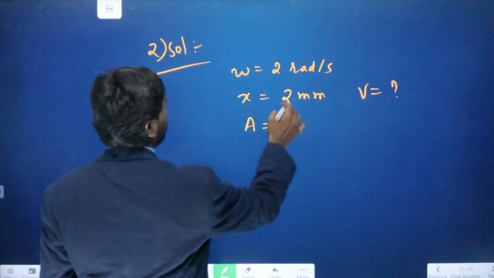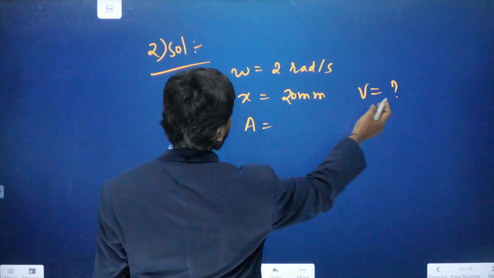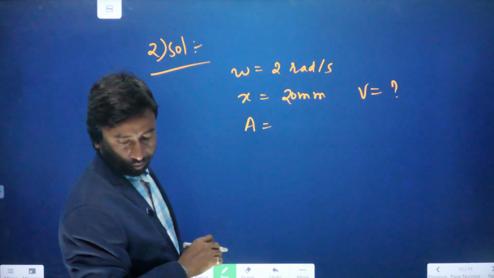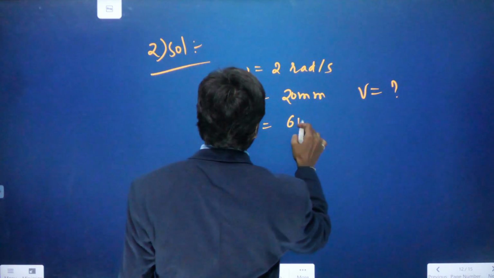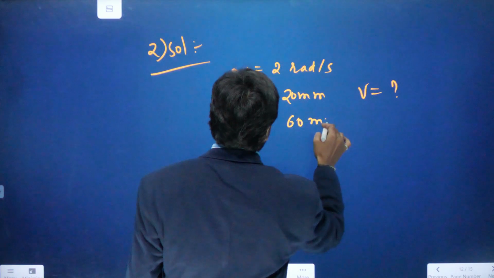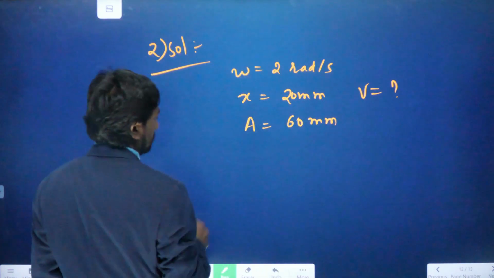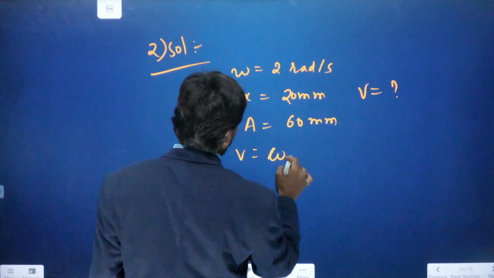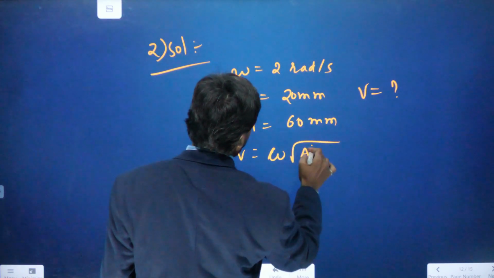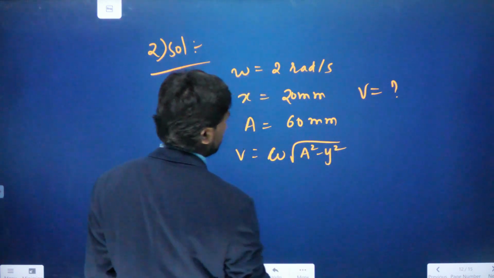Given: y is equal to 20 millimeters. What is the velocity if the amplitude of the motion of the particle is 60 millimeters? The velocity equation is V equals omega into square root of A square minus y square.